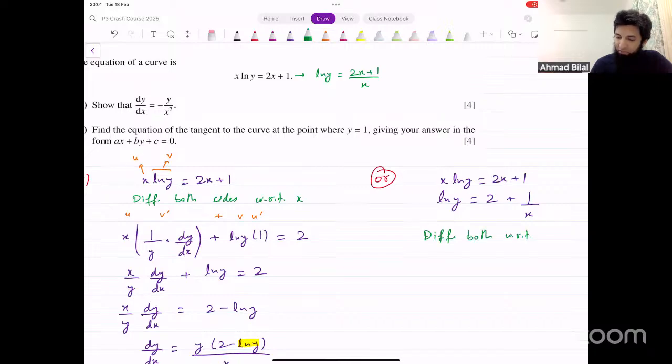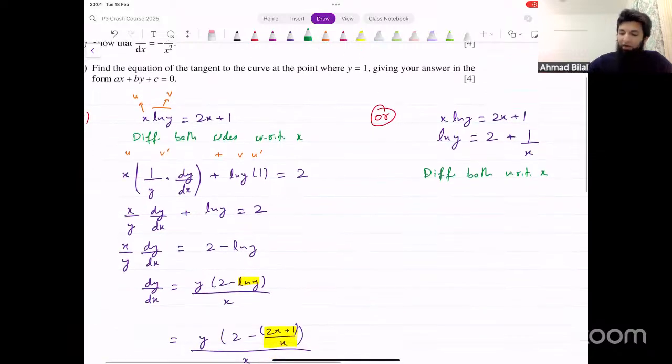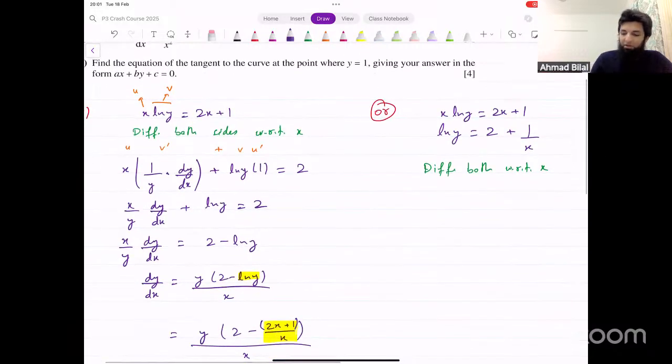Differentiate both sides with respect to x. Now, when we do it after doing this step, we don't have to use the product rule on the left side anymore. So the derivative of ln y is just going to be 1 over y times dy over dx. Right? Derivative of ln of anything is 1 over that thing, but then you have to multiply by the derivative of this, which is dy over dx. On the other side, you have 2. What's the derivative of 2? It's 0.